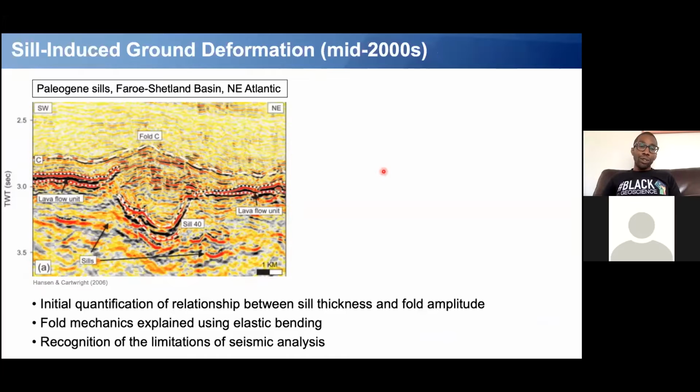A few years later, Dr. Hansen, as part of her PhD at Cardiff, looked again at the Paleogene sills in the Faroe-Shetland Basin. You can see a really well-imaged Paleogene sill down in here, again emplaced into these Paleocene mud rocks.